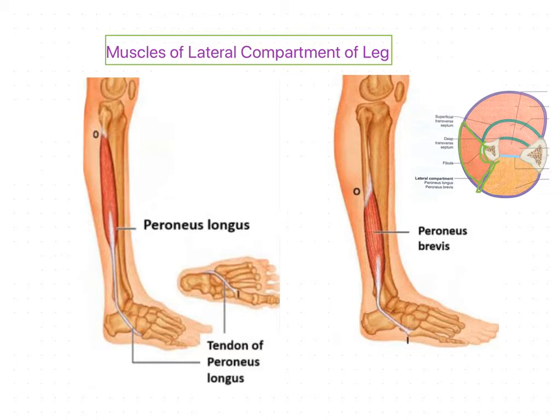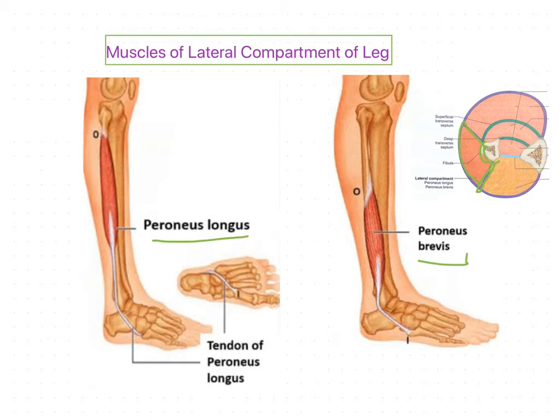Now we will see the muscles of the lateral compartment of the leg. This compartment consists of mainly two muscles: Peroneus longus and Peroneus brevis. These are also called Fibularis longus and Fibularis brevis.